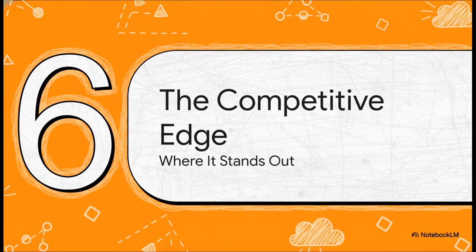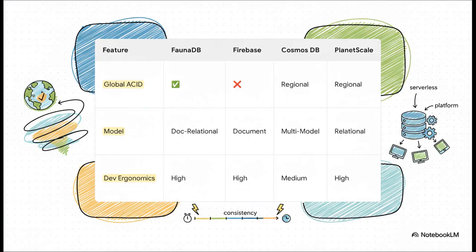Now, the database market is, to put it lightly, a war zone. You've got massive players like Google, Microsoft, and Amazon. So where does FaunaDB fit in? How does it stand out from the crowd? And this table really tells the story. Look at that very first row, global ACID. That's the key. While other major databases offer consistency, it's often limited to a single region. FaunaDB is one of the very few that provides that strict ACID level guarantee on a global scale. Combine that with its flexible model, and you've got something pretty unique.